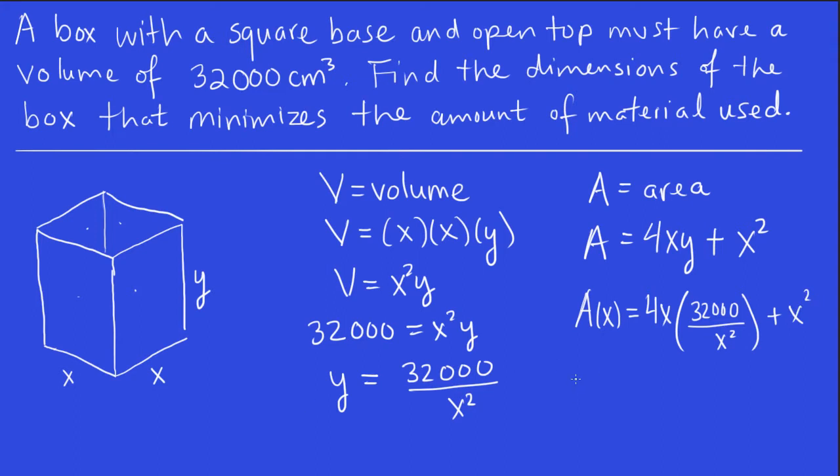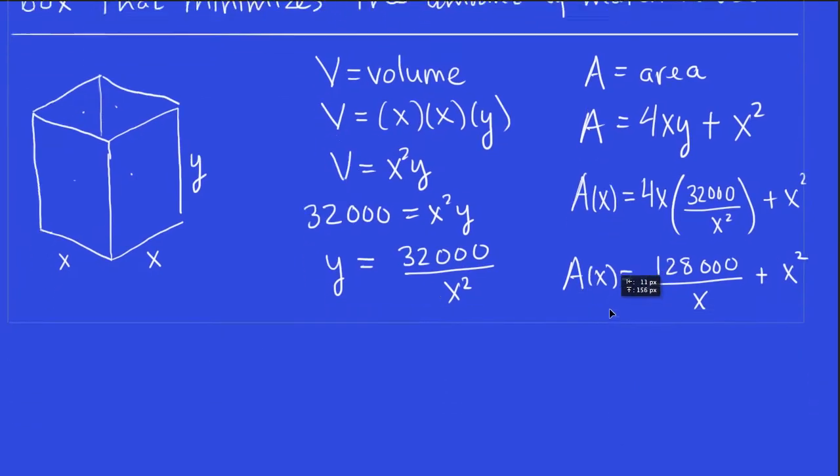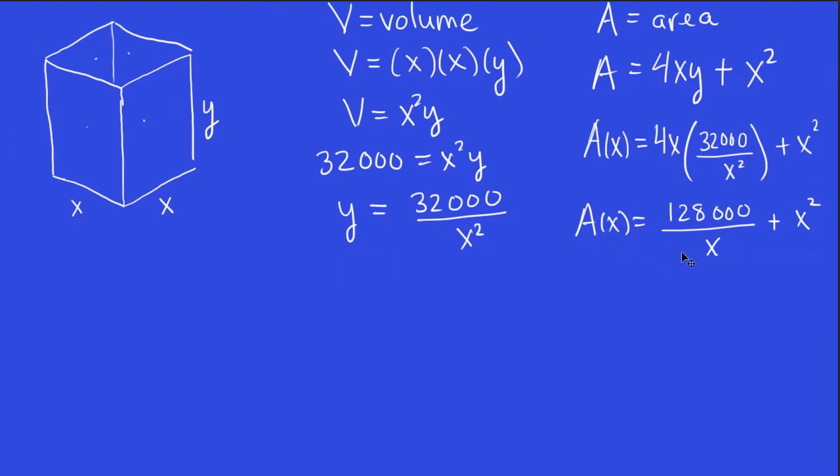Let's simplify a little bit. The 4 times 32,000 is 128,000. And then x on top and 2 copies of x on bottom. One of them cancels away and I'm left with x. And this x squared stays. So we have a formula for the area function. And really, since the question asks to minimize the amount of material used, our goal here is to minimize the value of A. What value of x makes this function a minimum? Or what value of x produces the minimum value of this function?